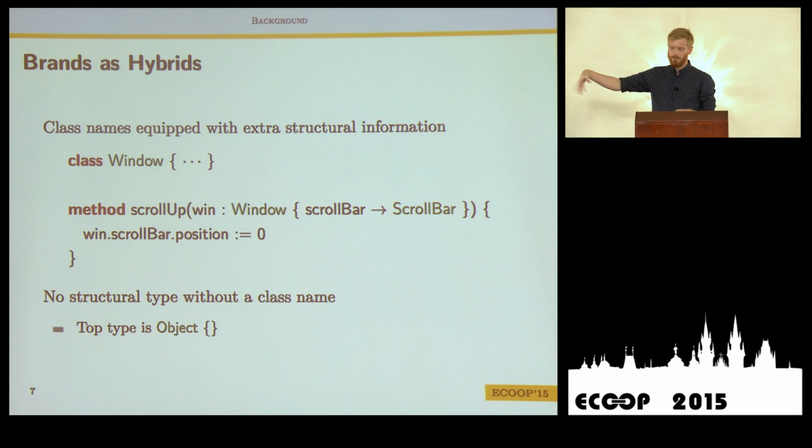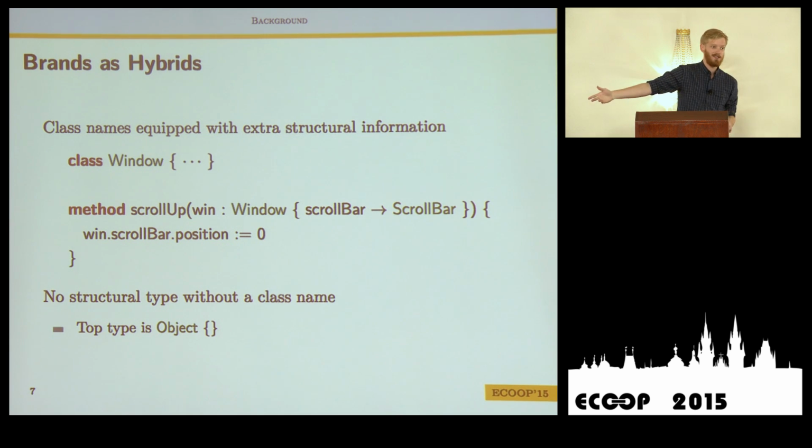So we declare a class called window. It has some things in it, but it doesn't have a scroll bar method in it, say. And we want to scroll to the top of the window. Then we can make that method accept as a parameter something which is a window and which also has a scroll bar method. And then we can say on that window, scroll to the top of that window. This is a bad example, but it essentially shows off the sort of thing you can do. The important point is that the nominal information and the structural information are closely tied together.